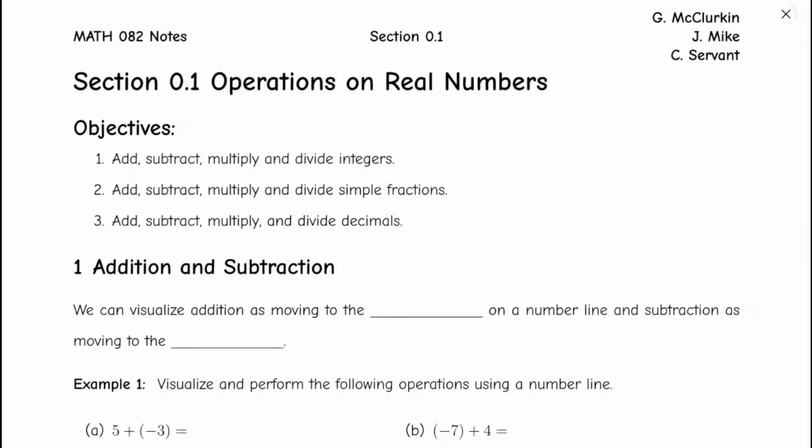Hello, today I'll be covering section 0.1, Operations on Real Numbers. The objectives of this section are to add, subtract, multiply, and divide integers, simple fractions, and decimals.